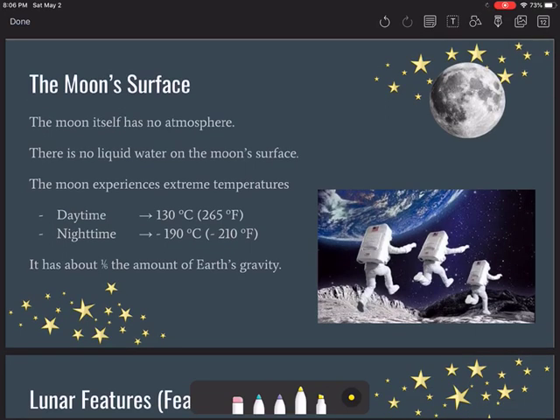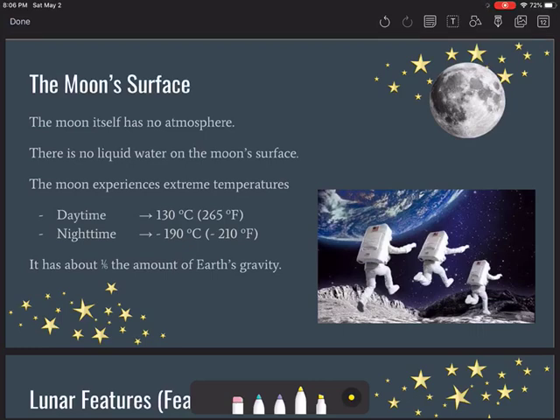Alrighty, the moon's surface. So something cool to know about the moon is it has no atmosphere. There's no liquid water on the moon's surface. And the moon experiences extreme temperatures. So at daytime, it's crazy hot. 130 degrees Celsius. Which is probably why there's no liquid water on the moon's surface, because water boils at 100 degrees Celsius. At nighttime, it's just freezing cold. Freezing cold. At negative 190 degrees Celsius.